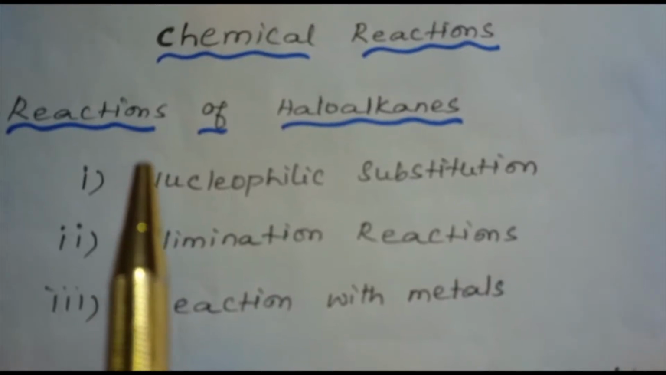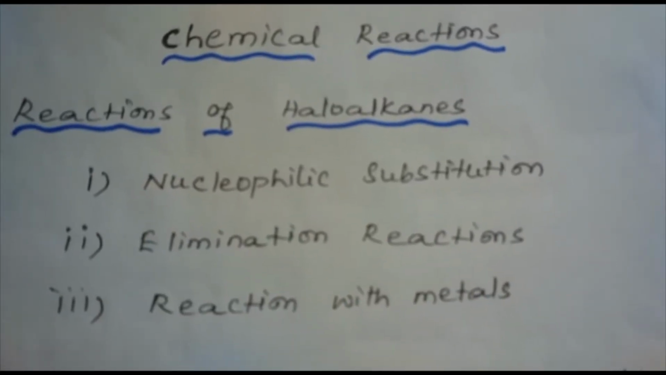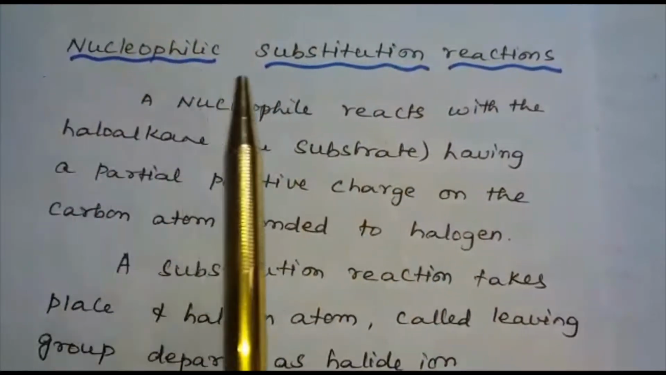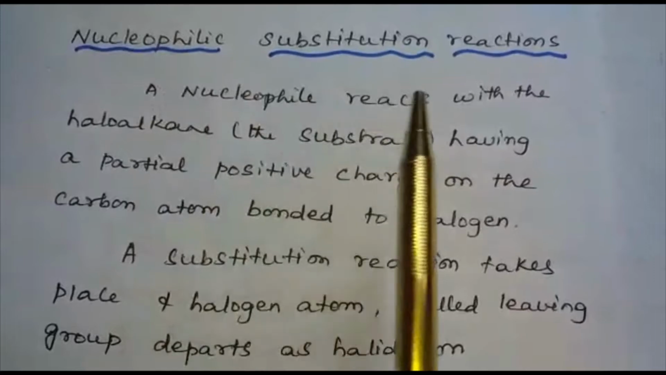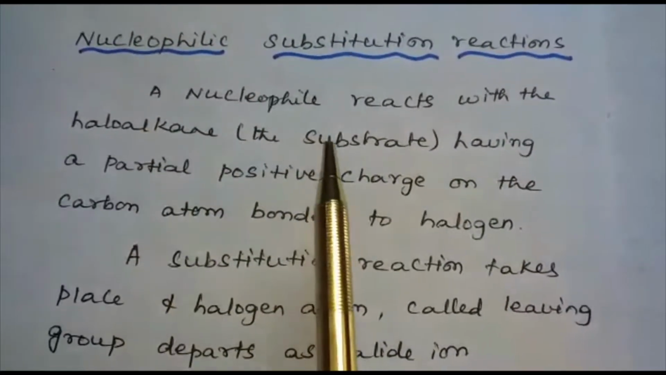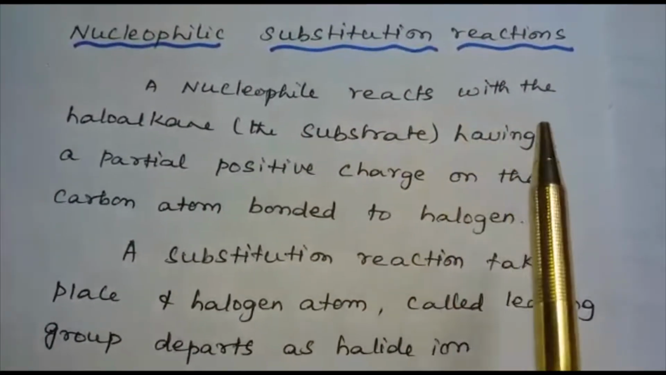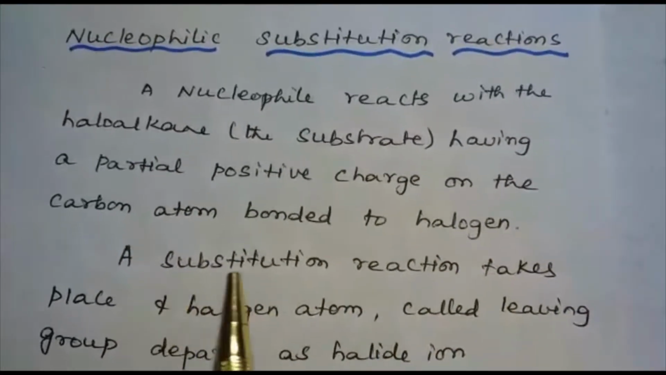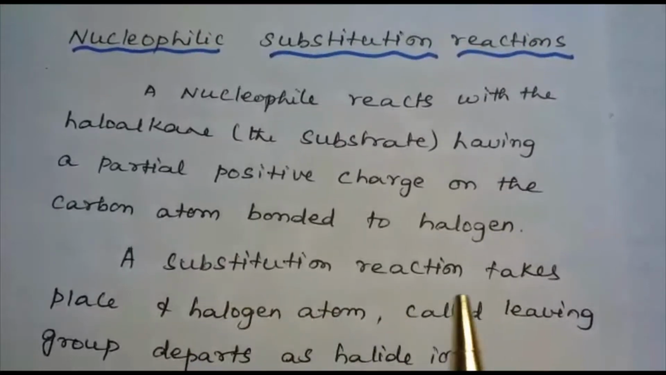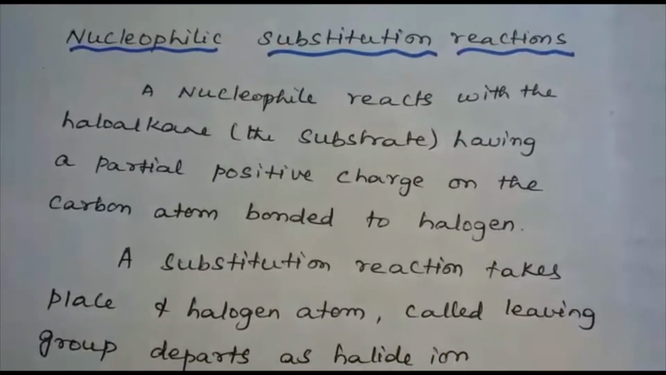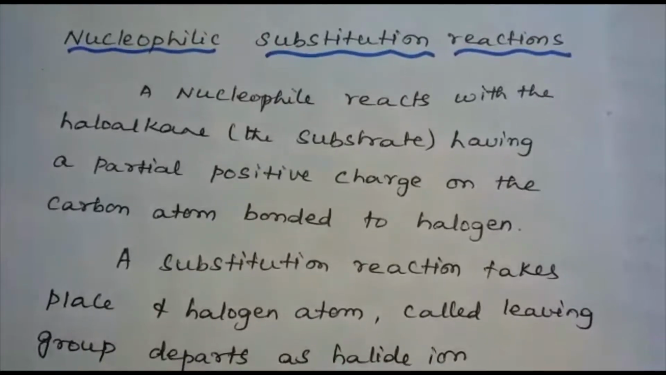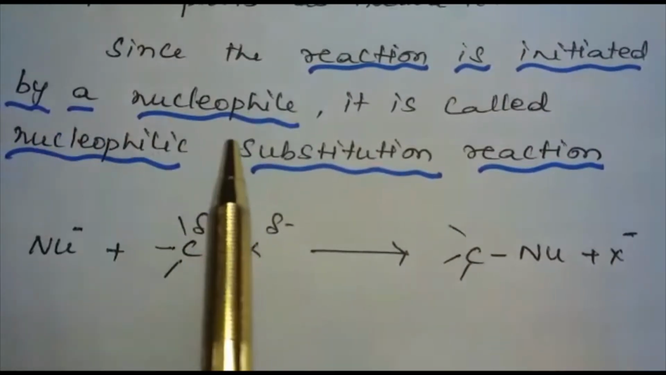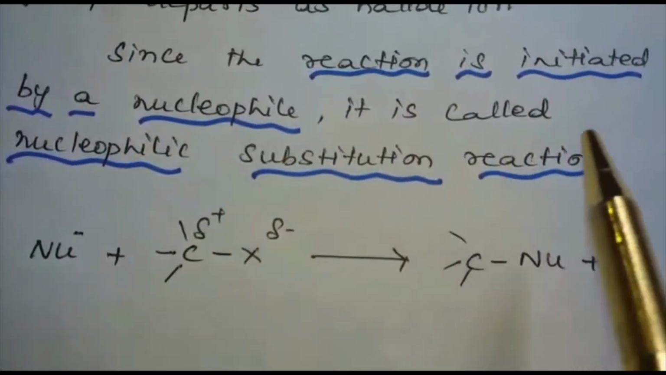First, let us discuss nucleophilic substitution reactions. In a nucleophilic substitution reaction, the nucleophile reacts with the haloalkane, which is a substrate. The substrate is nothing but the reactant, having a partial positive charge on the carbon atom bonded to the halogen. A substitution reaction takes place and the halogen atom, called the leaving group, departs as halide ion. Since the reaction is initiated by a nucleophile, it is called nucleophilic substitution reaction.